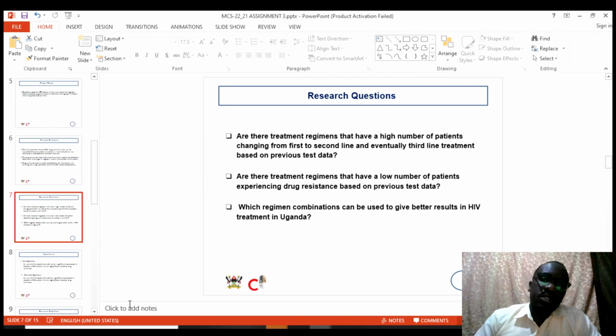So our research questions: we are interested in looking at regimens that have a high number of patients changing from first, second line, and eventually third line treatment. We also want to see if there are any regimens where we have a low number of patients experiencing this drug resistance or changing from first to second line, based on previous test data. We also want to see if there are any regimens or drug combinations that can be used to give better results in HIV treatment.